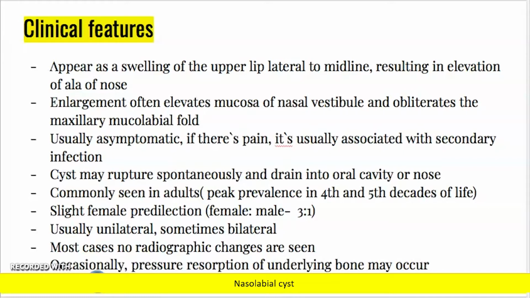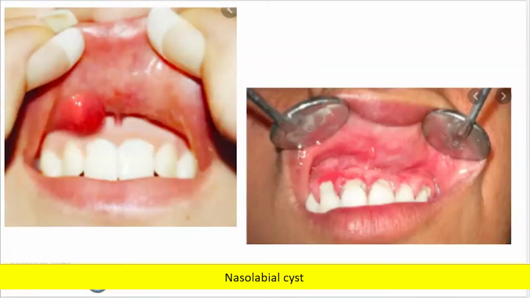The cyst may rupture spontaneously and drain into the oral cavity or the nose. It's a lesion that is commonly seen in adults who are in their fourth or fifth decades of life, and it shows slight female predilection. The lesion is usually unilateral, and sometimes we can see it bilaterally. In most cases, no radiographic changes are seen. Occasionally, pressure resorption of underlying bone may occur. So this is the nasolabial cyst.